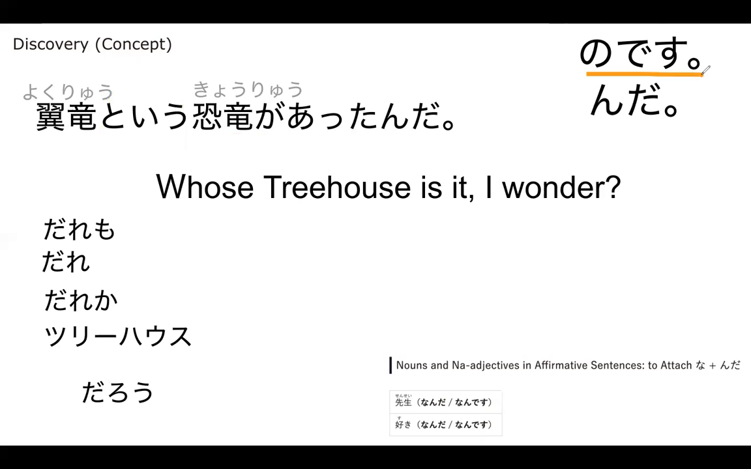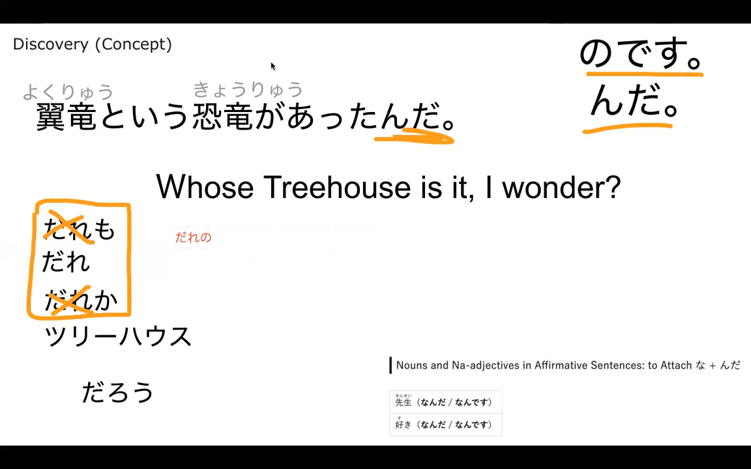So no des is the polite form. But a lot of times in this book, we're using more short forms for things. So nda is what is used. So knowing that, how would somebody say, whose treehouse is it, I wonder? Because he wants to discover this fact in the future. So we have dare mo, dare, dare ka, and treehouse. And daro. So first off, which dare do you think we need for this? It's not dareka, somebody. Dare is who, and dare mo should be it, I'm guessing. Sadly, dare mo, I did this as a trick. Dare mo is actually nobody, and dareka is somebody. So you actually just need dare. And dare no would be whose. Who's, possessive. Exactly, would be dare no. So yeah, I did that to trick you.